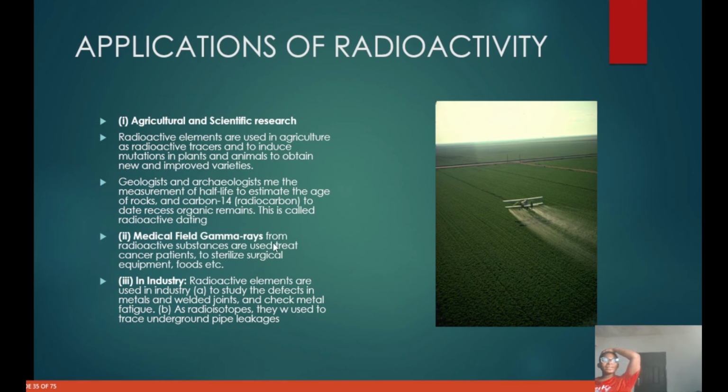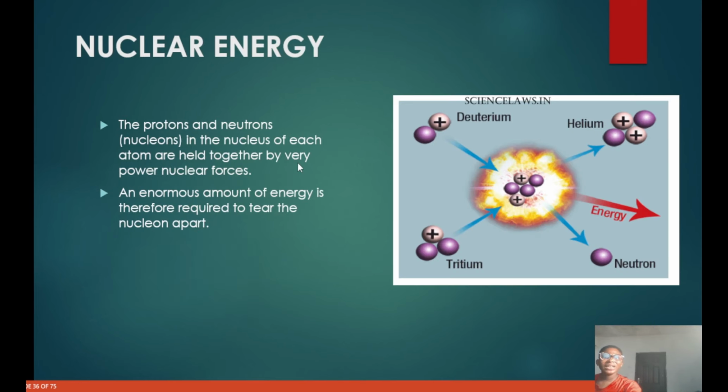Medical field, gamma rays. Gamma rays from radioactive substances are used to treat cancer patients, to sterilize surgical equipment, food, etc. In industry, radioactive elements are used to study defects in metals and welded joints and check metal fatigue. Those are the applications of radioactivity.